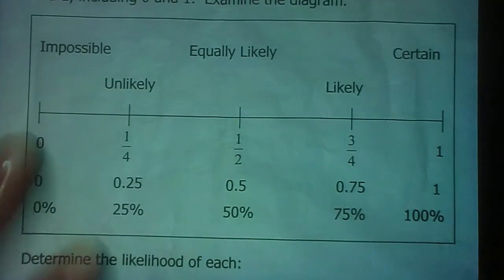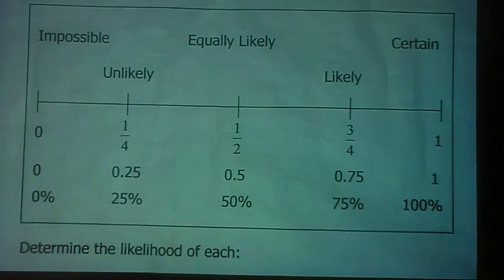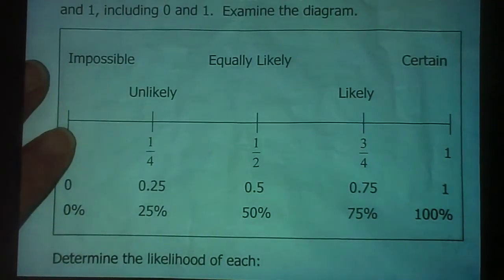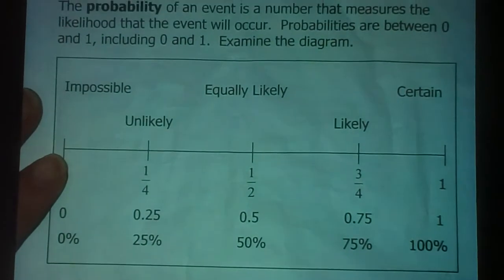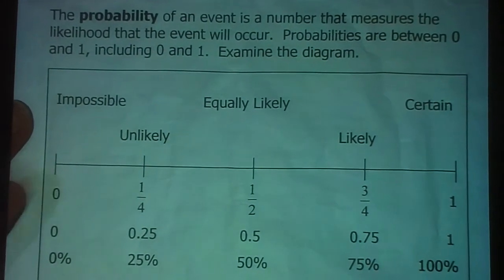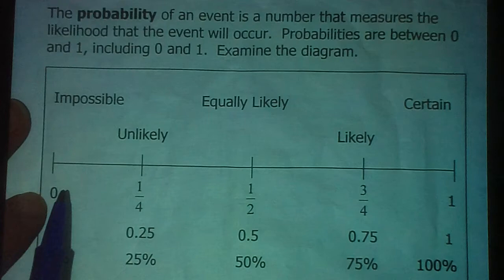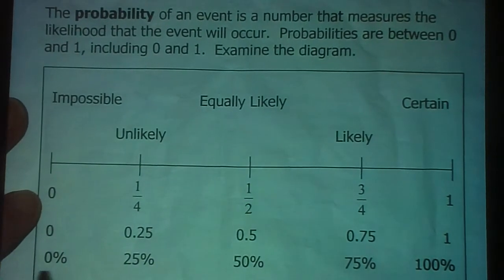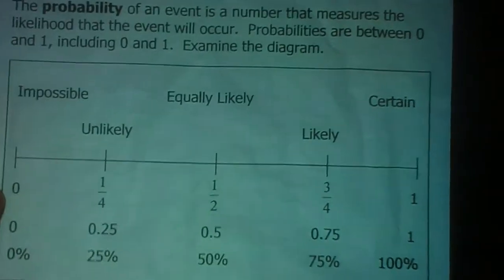Here's where some more of the math comes into this. The probability of an event is a number that measures the likelihood that an event will occur. Probabilities are anywhere between 0 and 1, including 0 and 1. And if you say the probability of this happening is 0, that means not a chance, no way, no how, never going to happen, something like that.